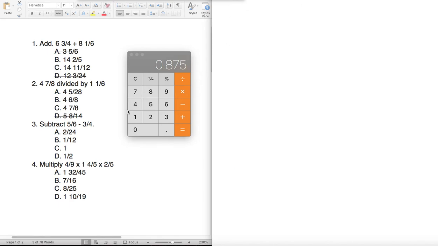So we're going to go on to number 3. So this one is something we haven't seen yet, but it's not a major change. We've got 5/6 minus 3/4. In this case, they're not mixed numbers. And if that's the case, instead of putting a number like where we put the 4 or the 6 and then the decimal place, just put a 0.